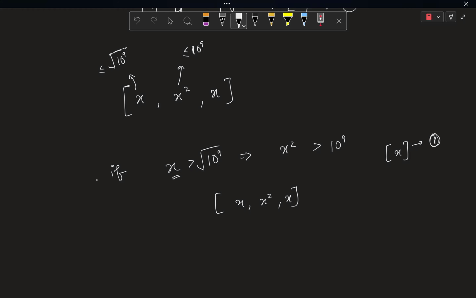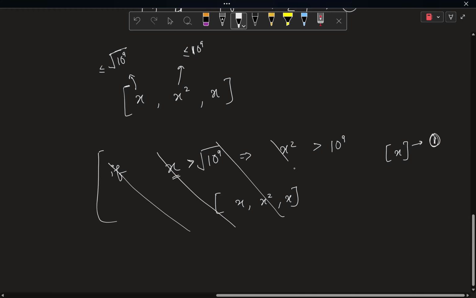So I think you would have got the idea. The main thing I wanted you to notice is that if x is greater than the square root of 10 raised to the power 9, it makes no sense to try to find out the maximum length of the subset.